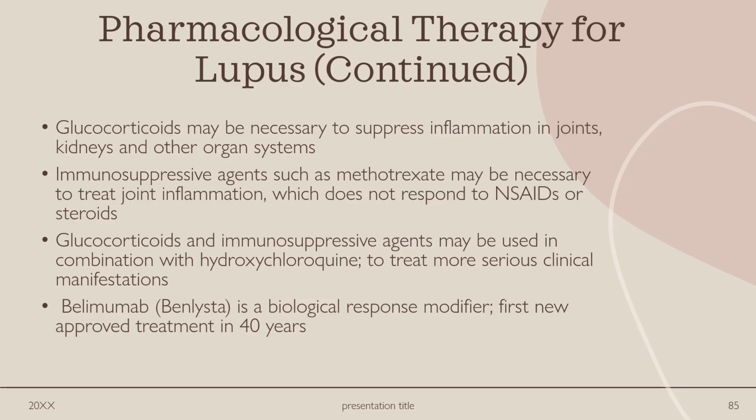Glucocorticoids may be necessary to suppress inflammation in joints, kidneys, and other organ systems. Immunosuppressive agents, such as methotrexate, may be necessary to treat joint inflammation, which does not respond to an NSAID or a steroid. Glucocorticoids and immunosuppressive agents may be used in combination with hydroxychloroquine to treat more serious clinical manifestations. And then something called Benlysta. This is a biological response modifier. It is the first new approved treatment in 40 years for lupus.